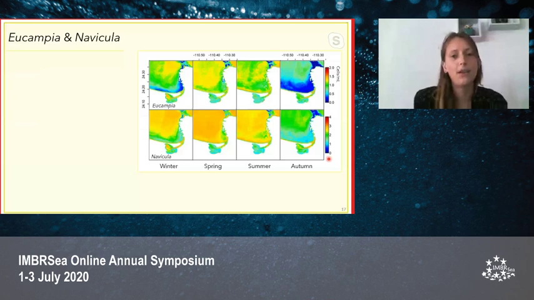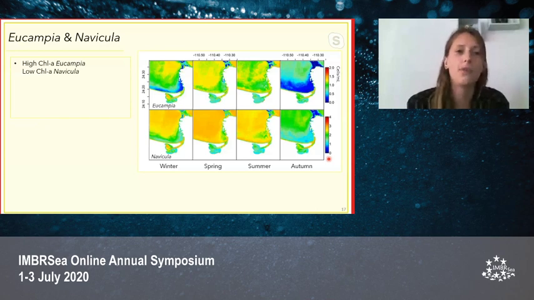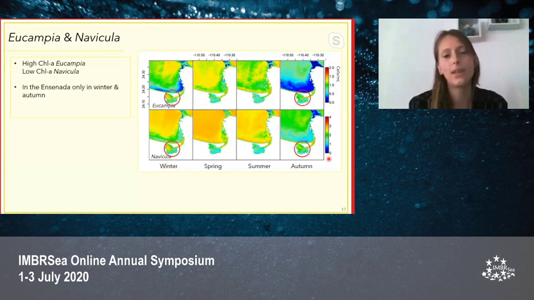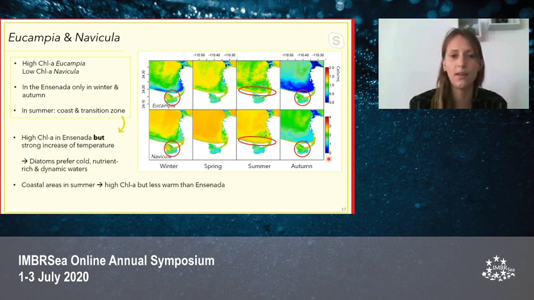Now, Eucampia and Navicula are very interesting genera because they present completely opposite environmental preferences. Eucampia prefers high chlorophyll A and Navicula low chlorophyll A. They both followed similar distribution patterns, as they were predicted to occur in the Ensenada only in winter and autumn, and along the coast and the transition zone in summer.